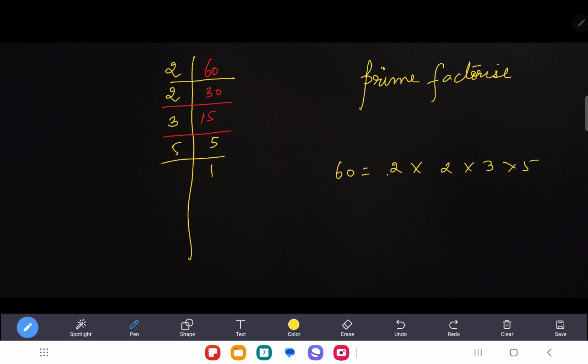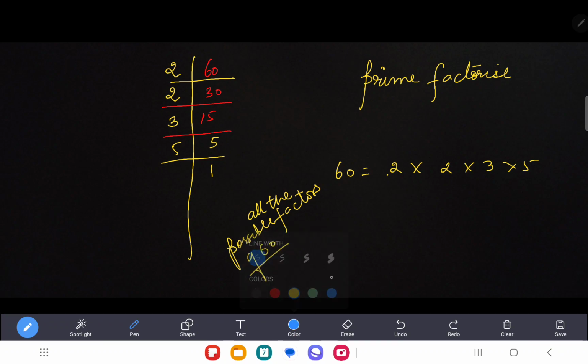Now, if I ask you to write down all the possible factors of 60, look at the trick now. The trick is this. Obviously, 1 is a factor of 60, definitely. 2 is a factor of 60 because I can see a single 2. 3 is a factor of 60, so I can see a single 3. And 5 is a factor of 60, I can see a single 5.